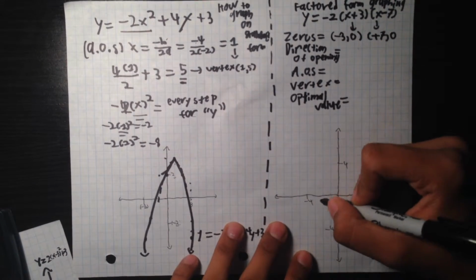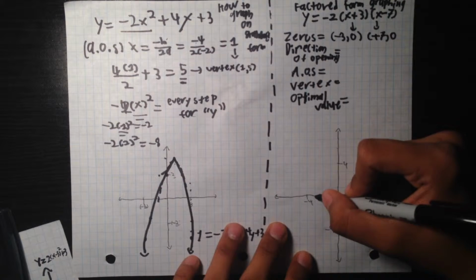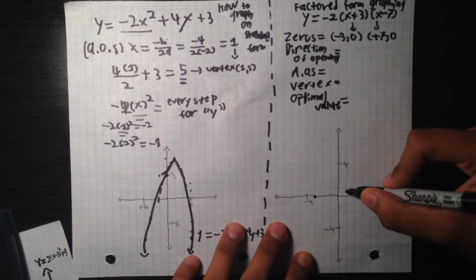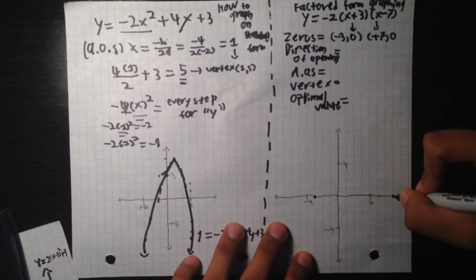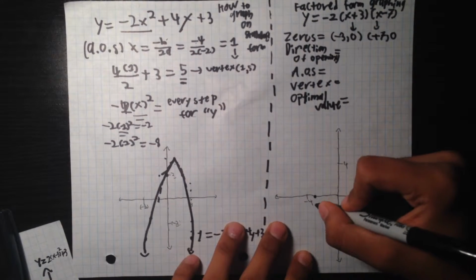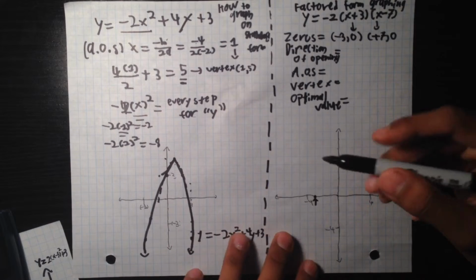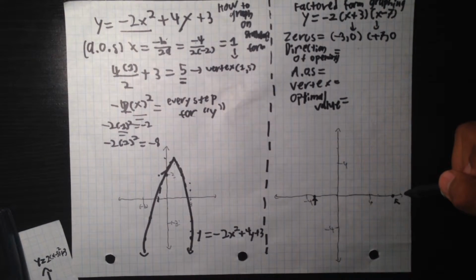So you can plug that in right now on your graph. So negative 3, and then positive 7. Right here. So those are your two intercepts right here. So negative 3 and positive 7.